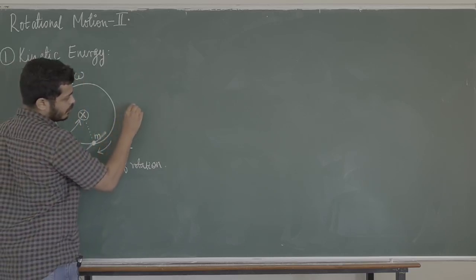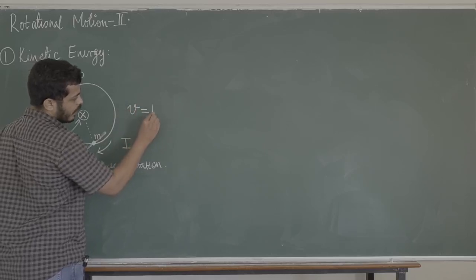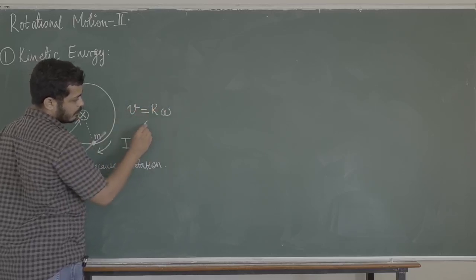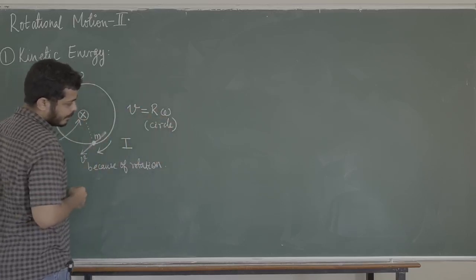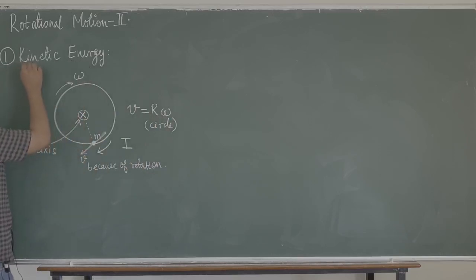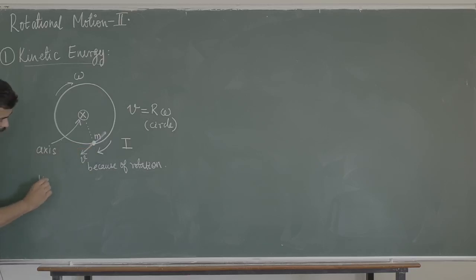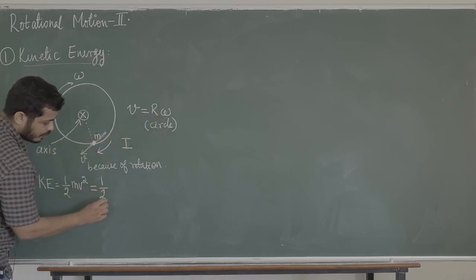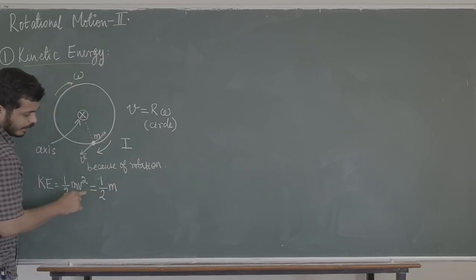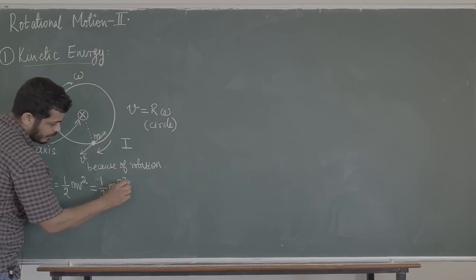From circular motion, v is equal to r into omega, because the particle is moving in a circle. What is the kinetic energy? We are going to talk about kinetic energy today. So what is the kinetic energy of this particle? The kinetic energy is always equal to half mv square. So v is equal to r omega, which means that we can write this as half m r square omega square.